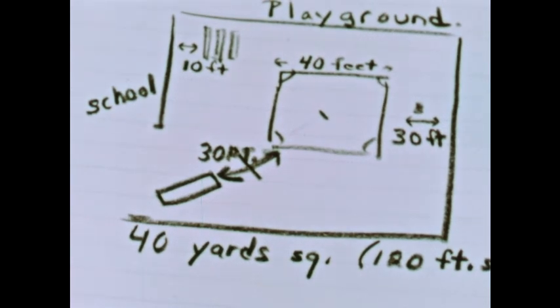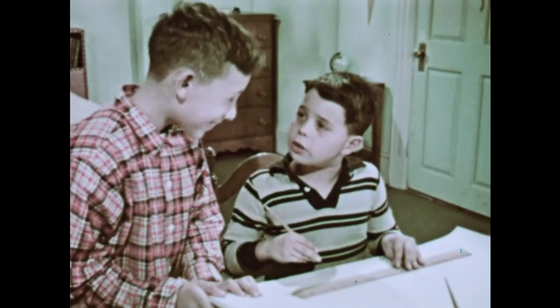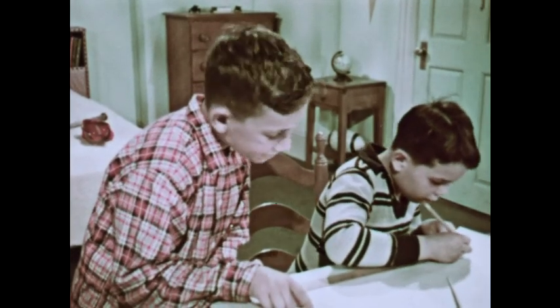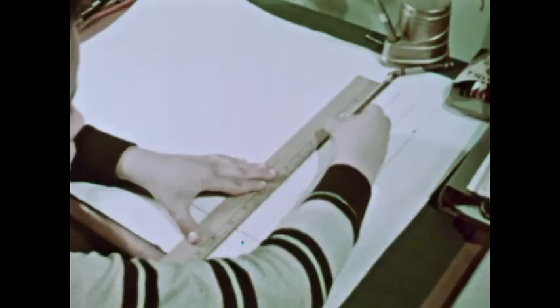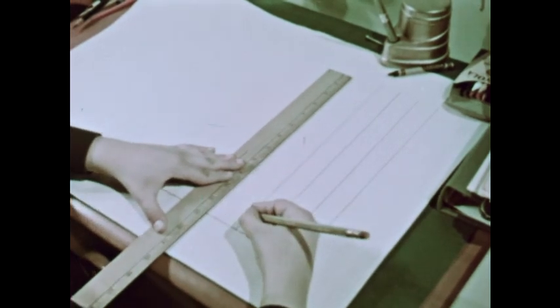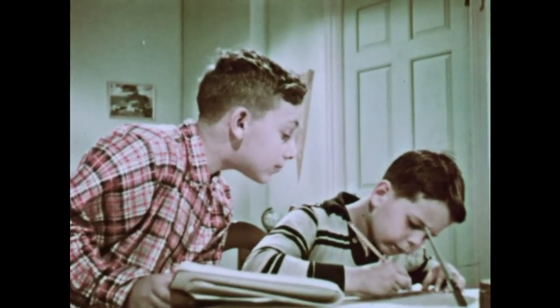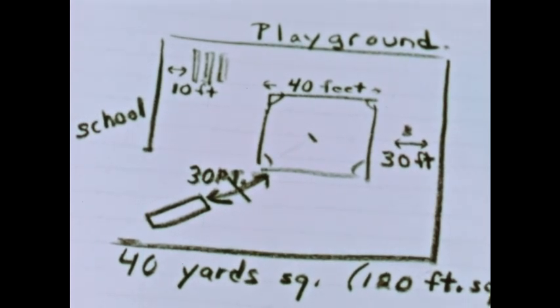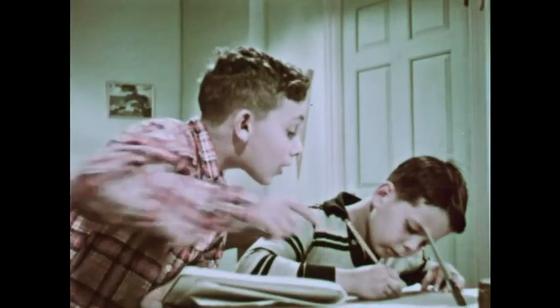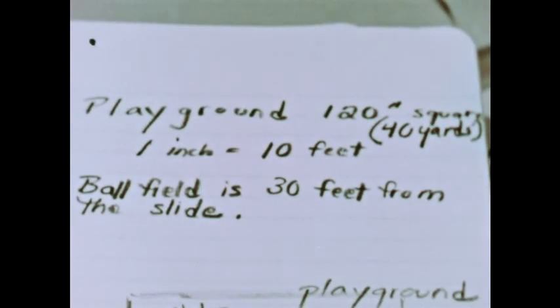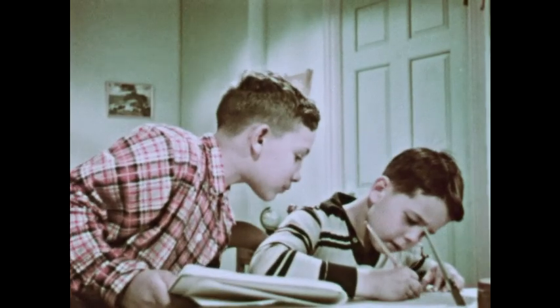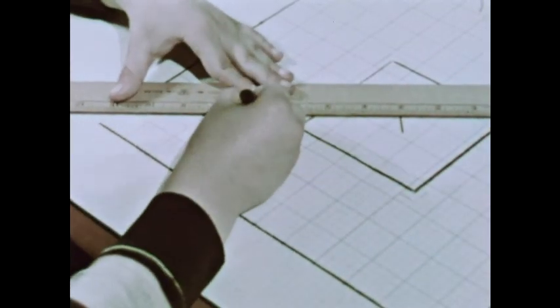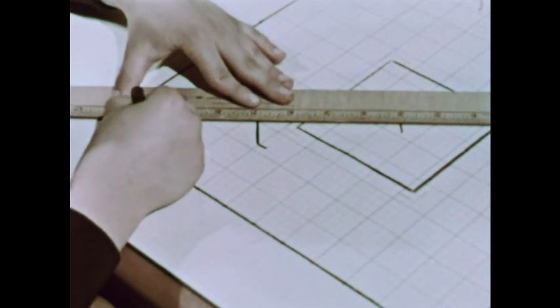But when they come to make the finished map, they have to change these measurements from feet to inches. They decided the map should be 12 inches square. But the playground is 120 feet square. Dividing 12 into 120 gives 10. So 1 inch on the map has to stand for 10 feet on the playground. This is their scale. And so, since the ball field is 30 feet from the slide, George draws in the slide 3 inches from the ball field on the map.